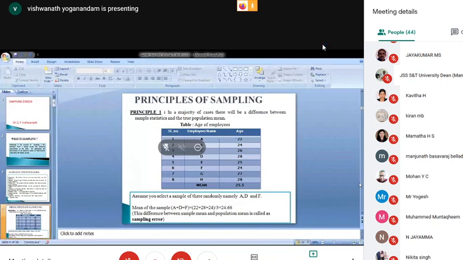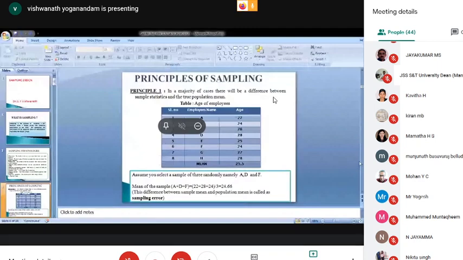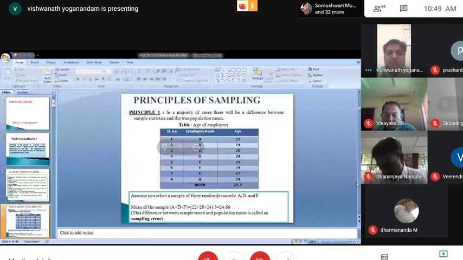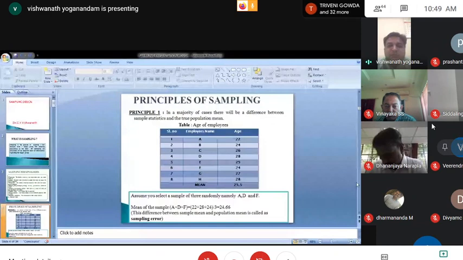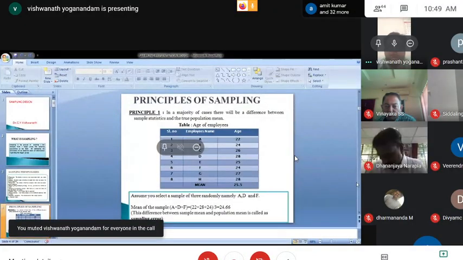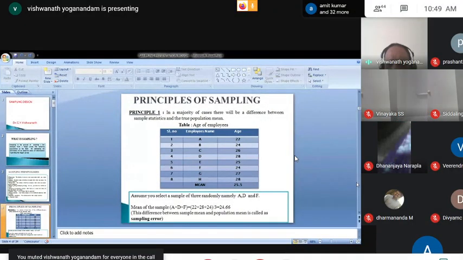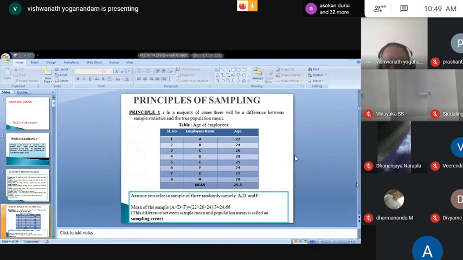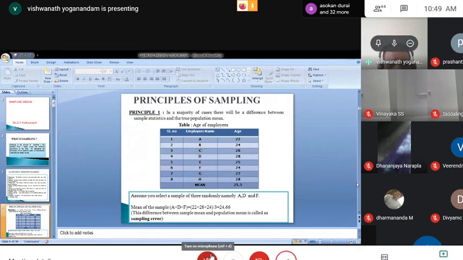The average or mean is coming to 24.66, whereas the population mean is 25.5. This difference of around 0.84 right here is called sampling error. You might have seen sampling error. So I wish I have cleared what sampling error is: the difference between sample statistics and the true population.